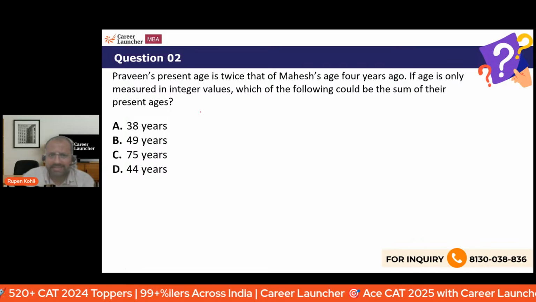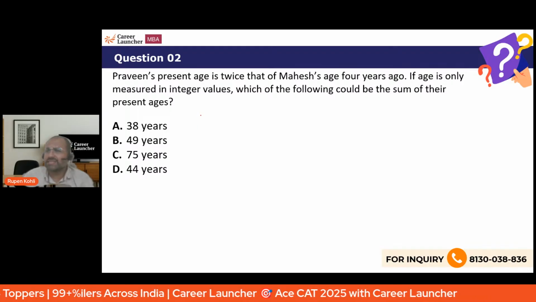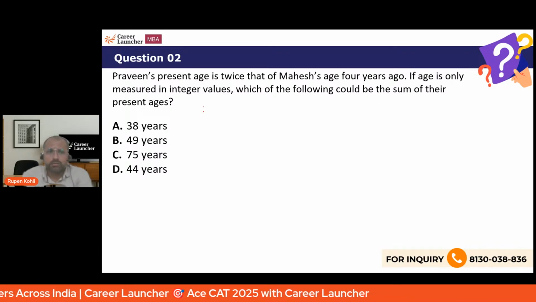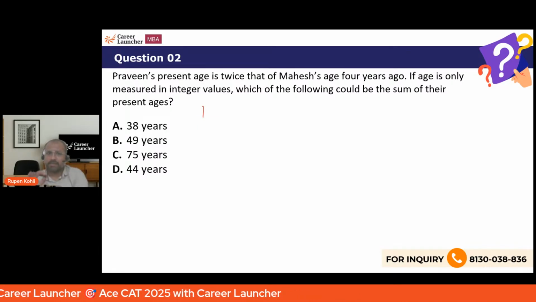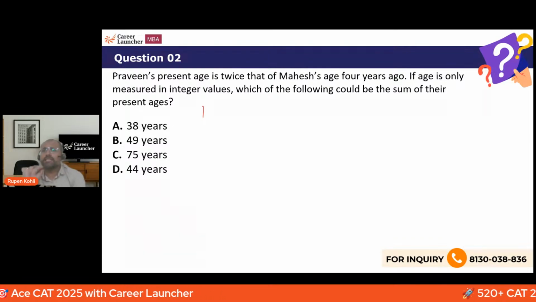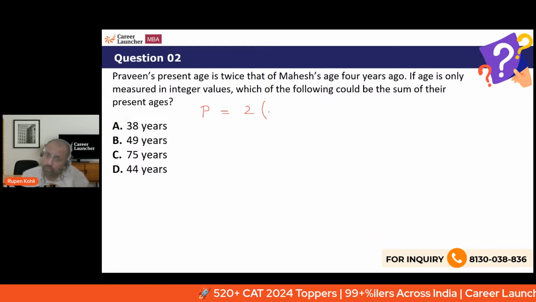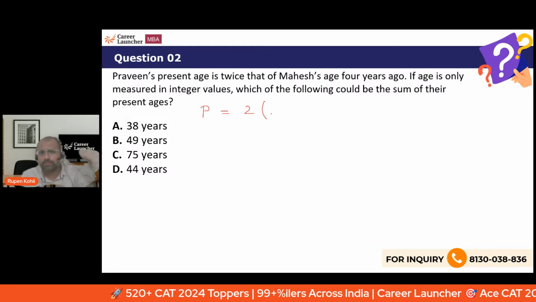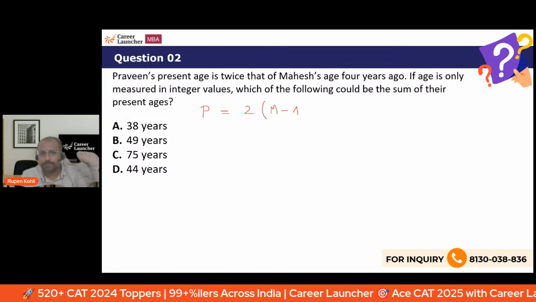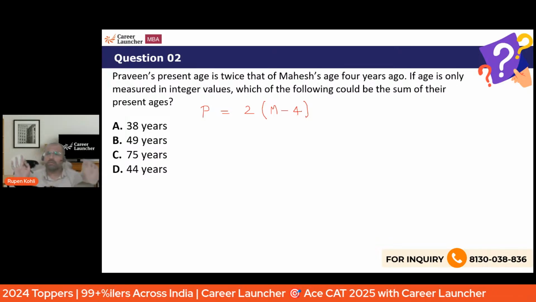Let's say Praveen's age is P, Mahesh's age is M. Okay. So present age, I'm mentioning P and M being the present ages. So Praveen's present age, which is P, is twice of Mahesh's age 4 years ago, means M minus 4. We are going 4 years in the past. M minus 4. This is the equation.